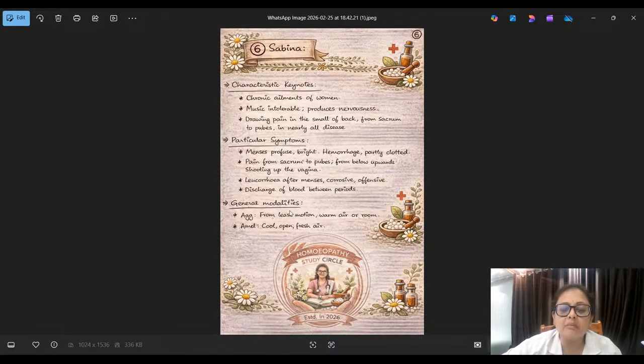General modalities. See, here I have not mentioned thirst and thermals because they are not particular for sabina. It is not characteristic for sabina. If I have not written, it is not that I have forgotten. It is not characteristic for sabina. That is why I have not written. General modalities: aggravation from least motion, warm air or room. Amelioration, cool, open, fresh air. Next, silicea.